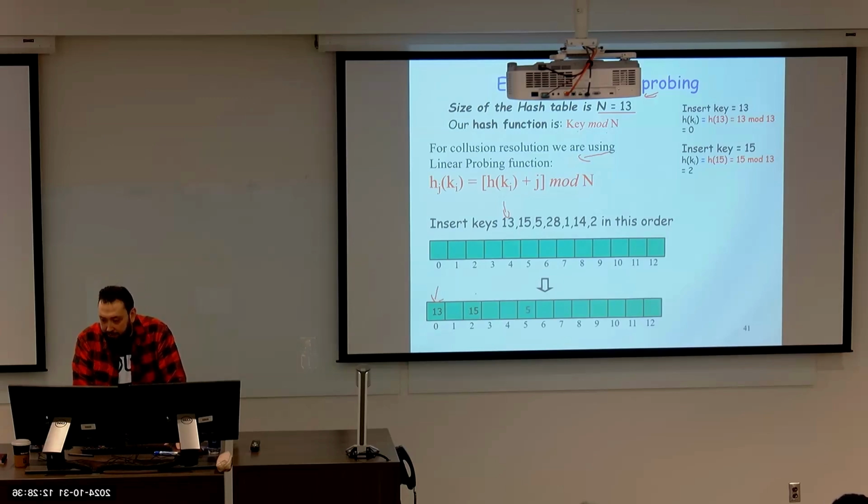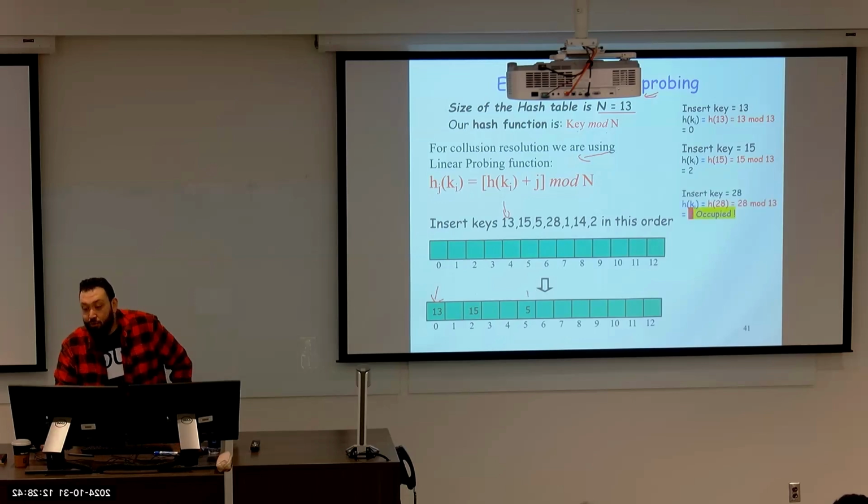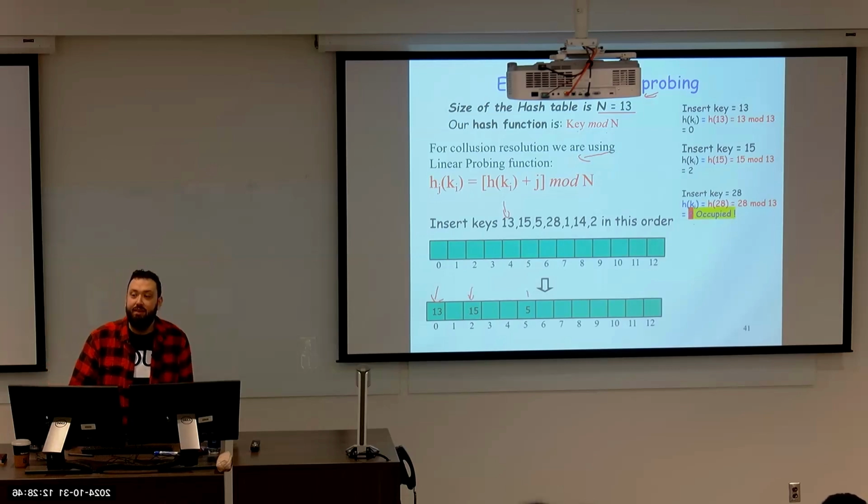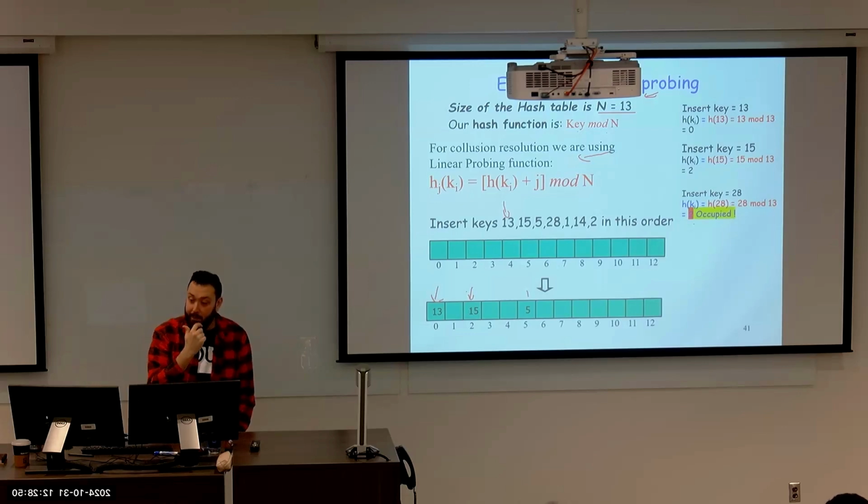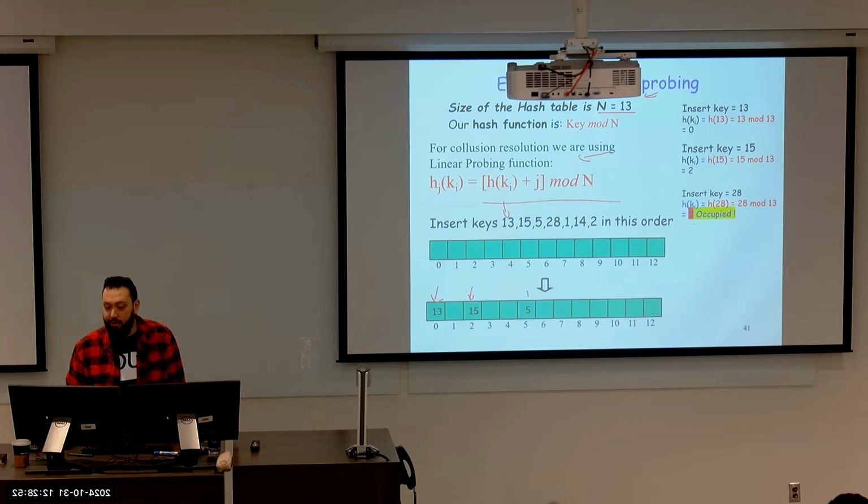Now I want to do the 5. 5 is going to be 5, and then 28. 28 mod 13 is 2. 2 is what, guys? Occupied. So now I need to go to the next step. What is my next step? I need to call the linear probing function. So first, this function here, this HK, is the first one that you always calculate.